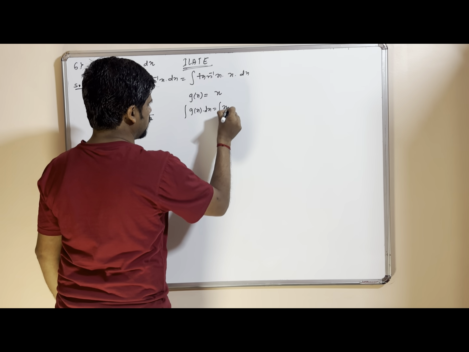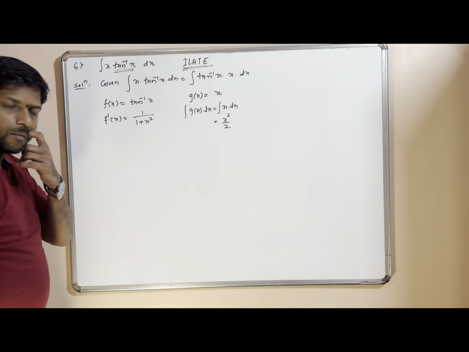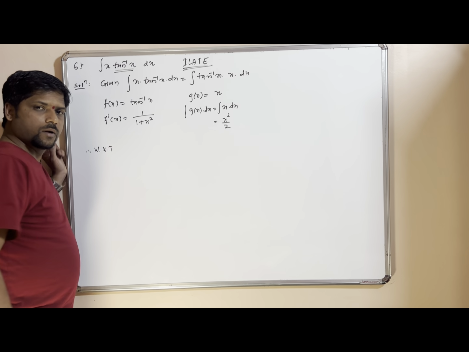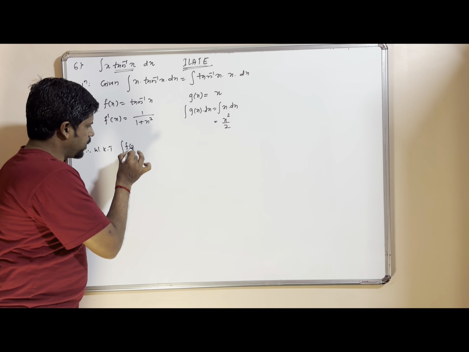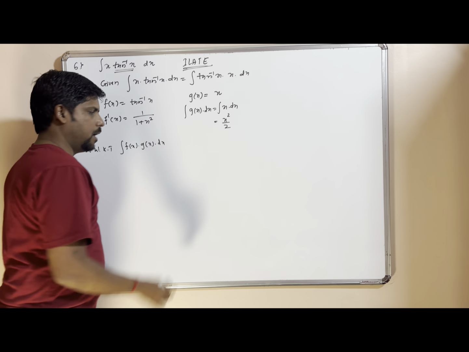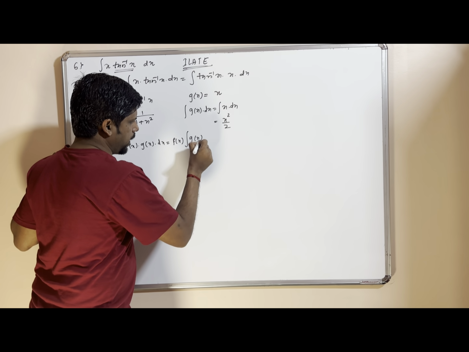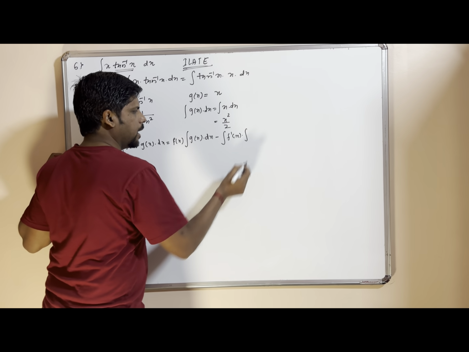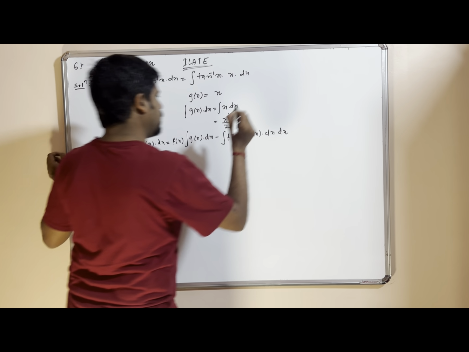That is, the integration of x dx is x square by 2, right? So what do we know? Function, problem, formula, which one? The integration of f of x into g of x into dx is f of x integration of g of x dx minus integration of f dash of x times integration of g of x dx, into dx.